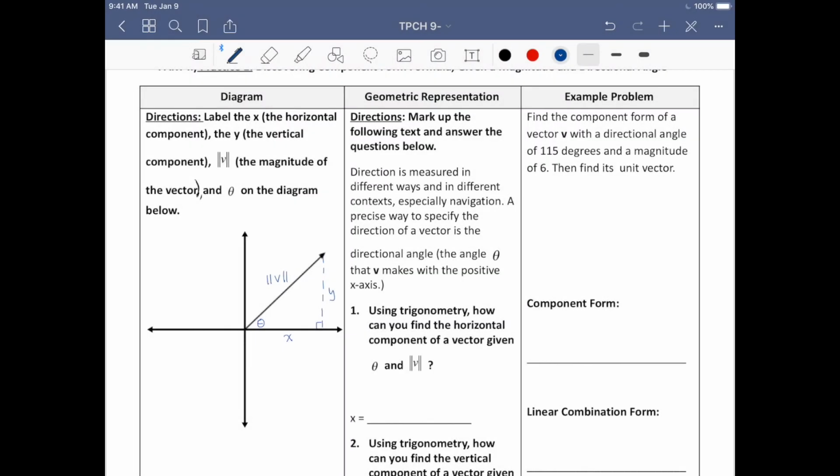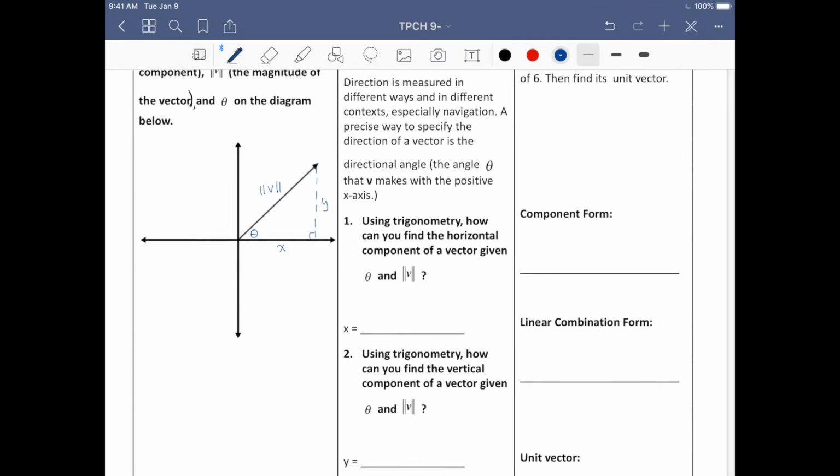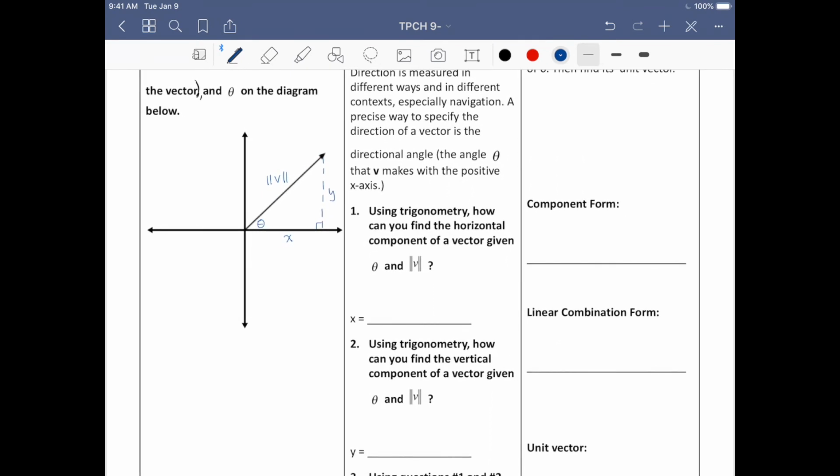The next column is the geometric representation. Mark up the following text and answer the questions below. Direction is measured in different ways and in different contexts, especially navigation. A precise way to specify the direction of a vector is the directional angle, the angle theta that the vector v makes with the positive x-axis. Using trigonometry, how can you find the horizontal component of a vector given theta and its magnitude?